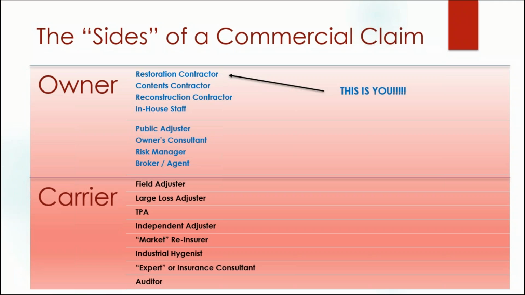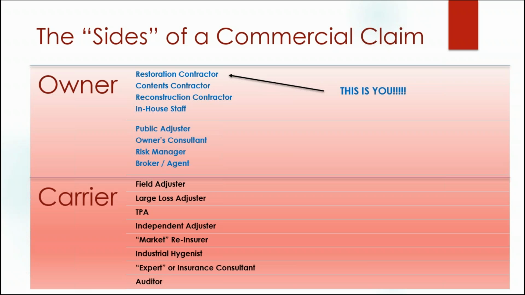Let's start with all the sides of a commercial claim. On a residential claim, there's usually three parties. There's the homeowner, there's us, and there's an adjuster. Well, look at this list here. This is just a partial list of all the different parties that can be on a commercial claim.